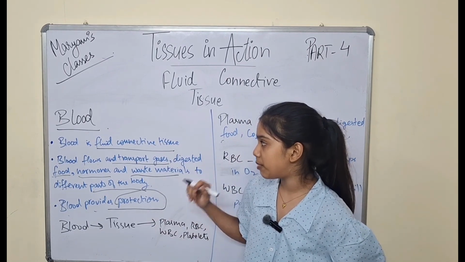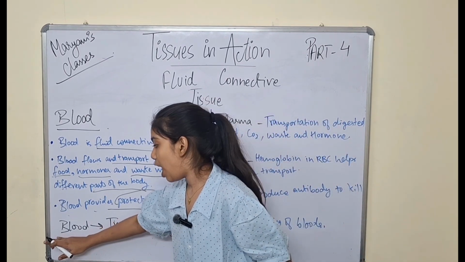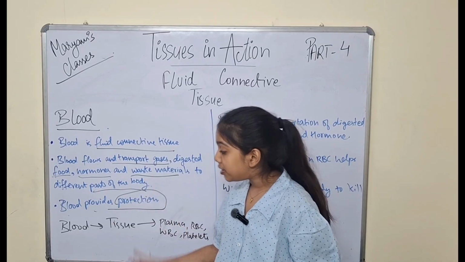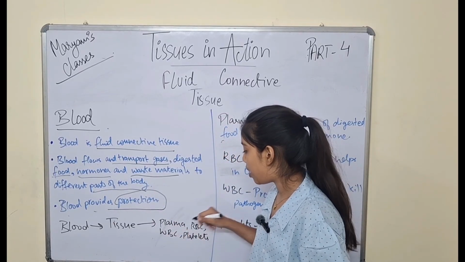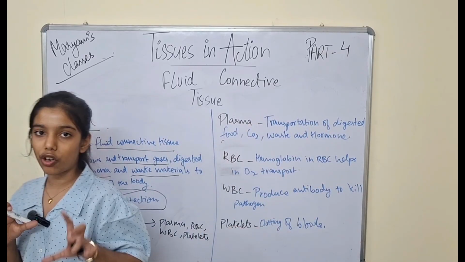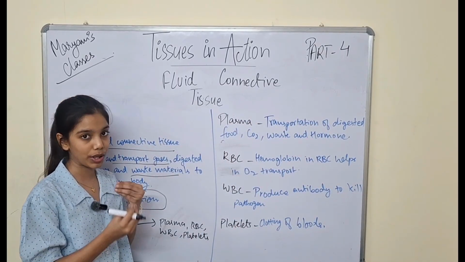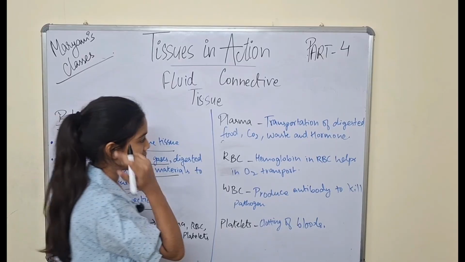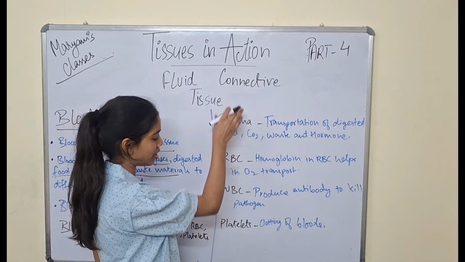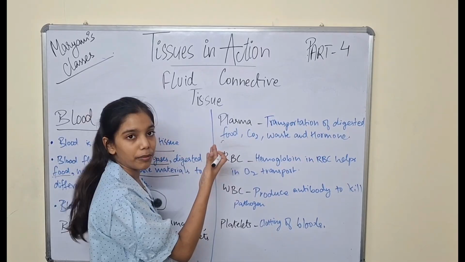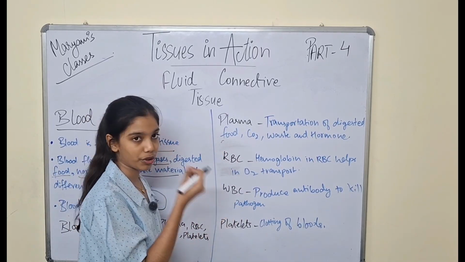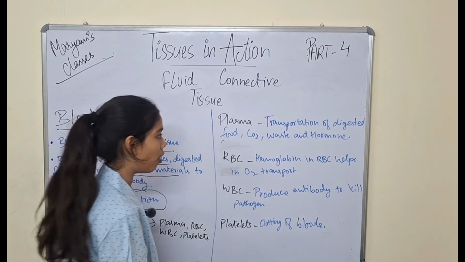And what is blood made up of? Blood is a tissue, and it is made up of plasma, RBC, WBC, and platelets. So these are the four types of components of blood. First is plasma. What is the function of plasma? We are going to understand all four: plasma, red blood cells, white blood cells, and platelets. We are going to understand the definition of all four.